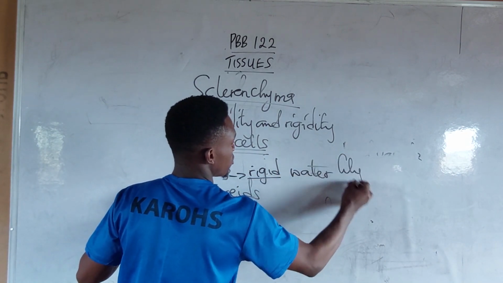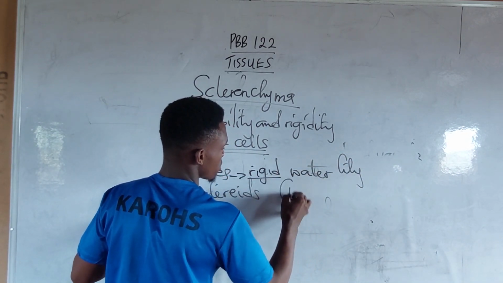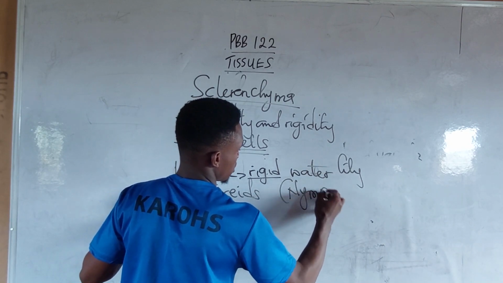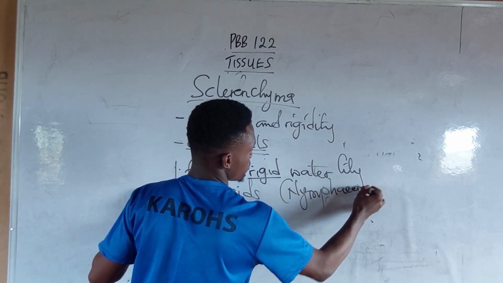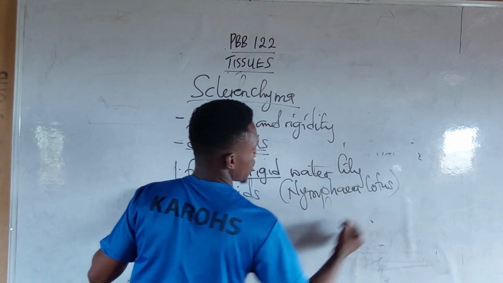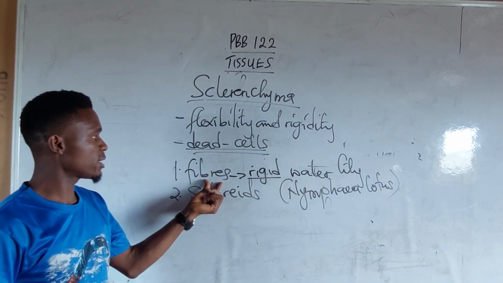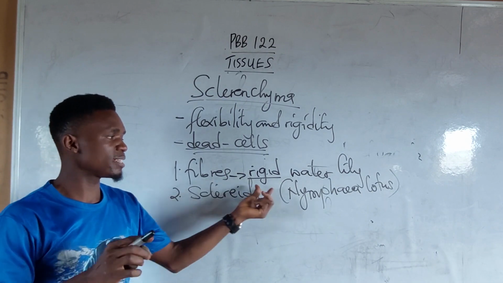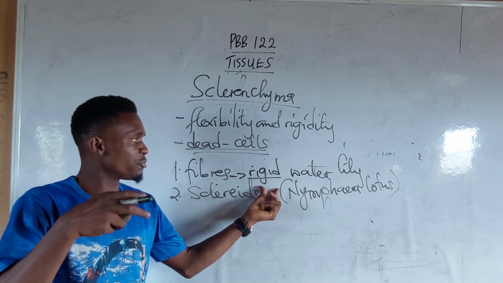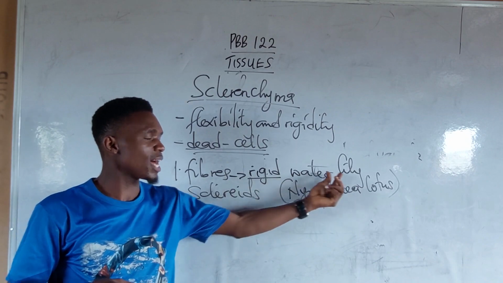Water lily is Nympha lotus. Alright, so please take note of that. It is very, very important. Now I said the fibers are found in certain plants and they make their leaves to be what? Rigid. Example is what? Water lily.